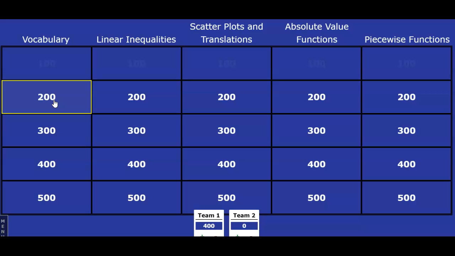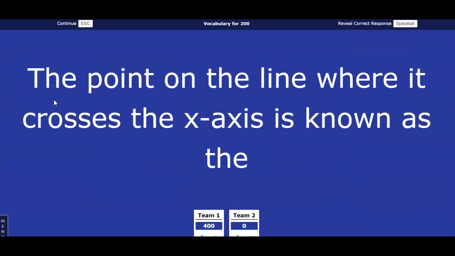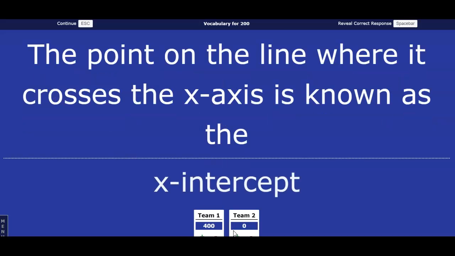All right, for 200 points, the point on the line where it crosses the x-axis is known as what? That is correct. It is known as the x-intercept.